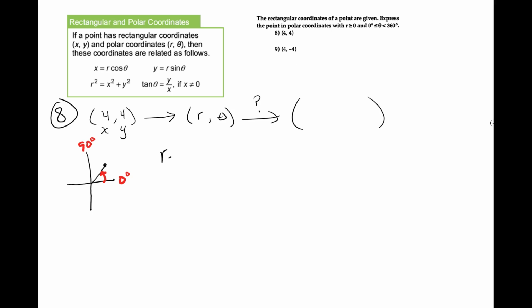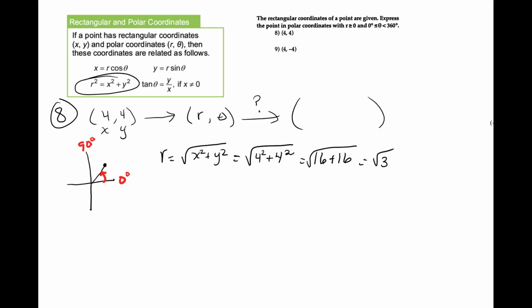If r equals the square root of x squared plus y squared, which is given right here, what we're going to do is say that is equal to 4 squared plus 4 squared, which is 16 plus 16, and we take the square root of that. That is the square root of 32. And if you break that down, you get 16 times 2. So the square root of 16 is 4, and you're left with 2, 4 square root of 2. So that's the first part of this polar coordinate.